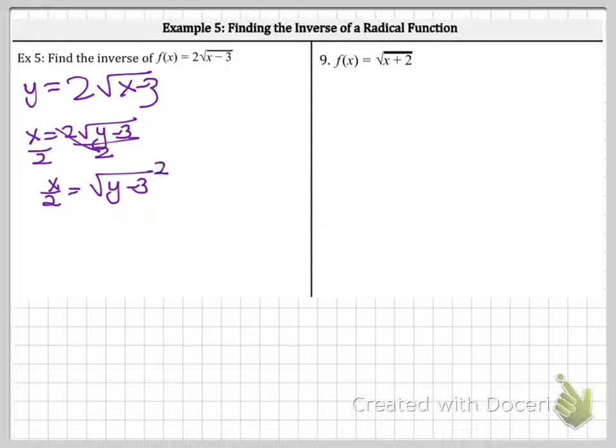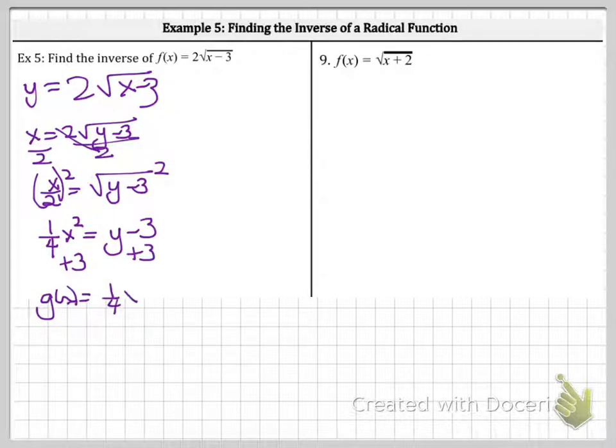Then in order to get rid of the square root, we square both sides. So this becomes 1 over 4 x squared equals y minus 3. Let's add 3 to both sides. So g of x equals 1/4 x squared plus 3.